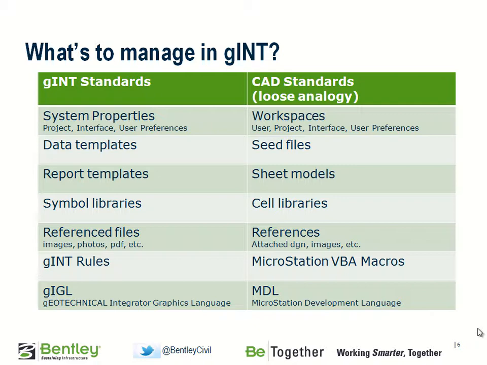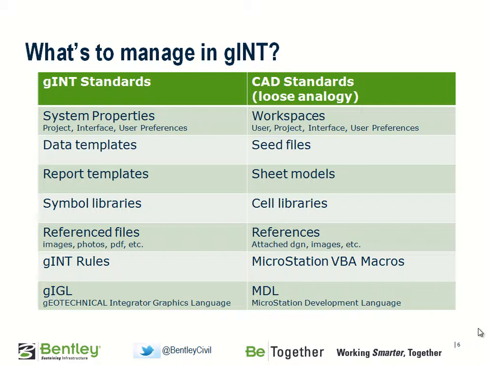Then we have report templates in GINT, which is rough equivalent to sheet models. So GINT reports in CAD terminology are created in paper space or sheet models. And then in GINT we have symbol libraries, in which we create, store and manage symbols of different kinds, like stratigraphy or lithology symbols, well symbols, sample symbols, and many others. This could be equivalent to cell libraries in MicroStation.